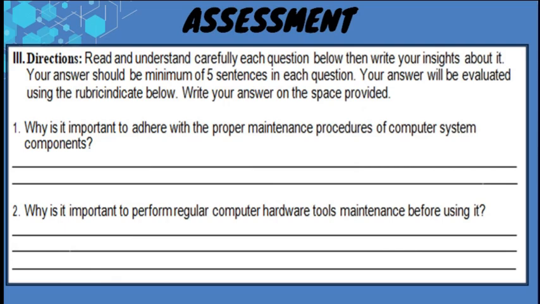Assessment 3. Directions: Read and understand carefully each question below, then write your insights about it. Your answer will be a minimum of 5 sentences in each question. Your answer will be evaluated using the rubric indicated below. Write your answer in the space provided.